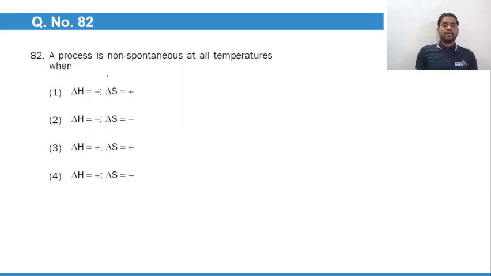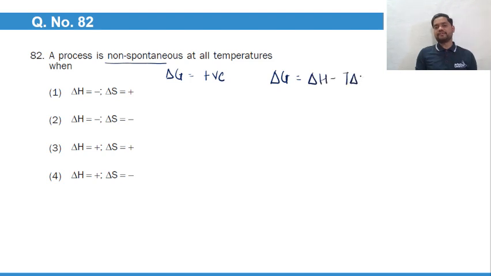A process is non-spontaneous at all temperatures. Non-spontaneous, so delta G will be positive. And we have the equation delta G equals delta H minus T delta S. To make delta G positive, delta H needs to be positive and delta S needs to be negative. So delta H positive, delta S negative. Option number 4 is the right answer.